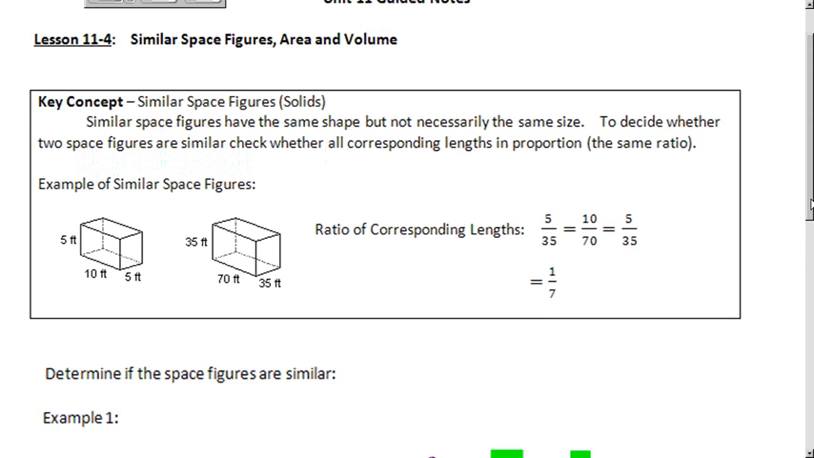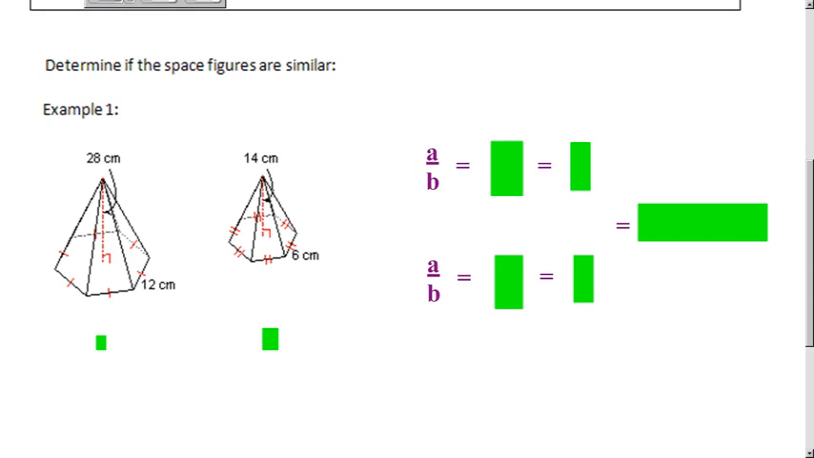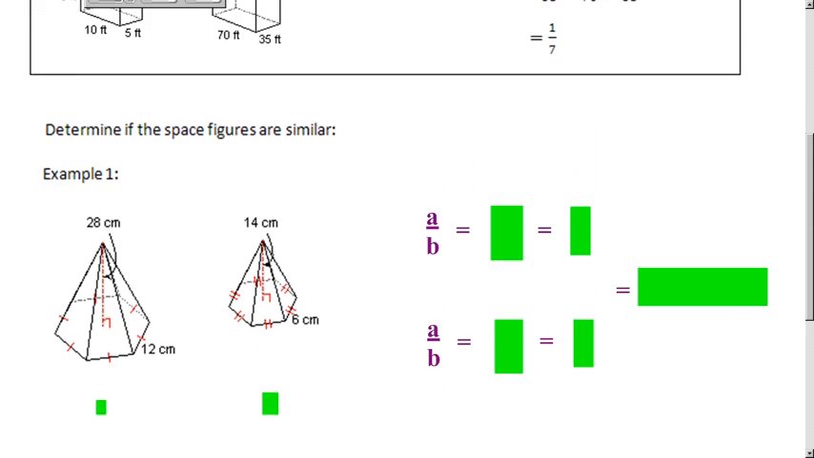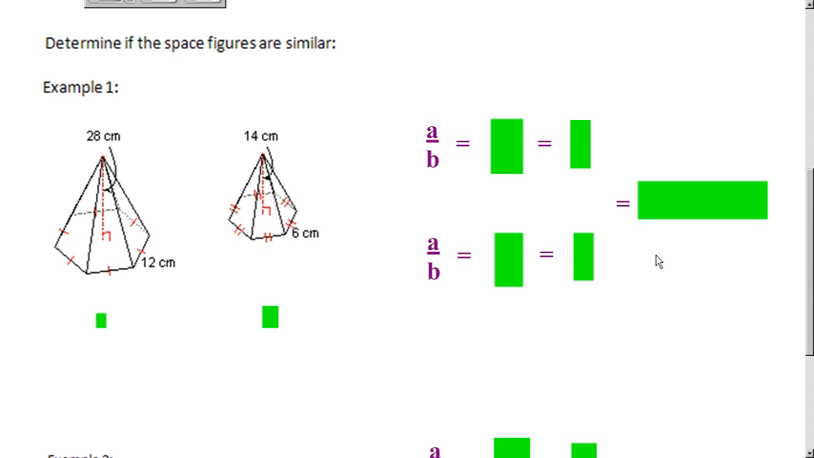So in your first example here, example 1, I normally like to go ahead and label my figures right away. In the example above, they do reference A and B. So this first one I usually reference as figure A and figure B. Now, remember, similar figures have corresponding sides. So 28 up here in figure A would correspond with 14 in B, giving us 28/14 as a ratio, reducing to 2/1.